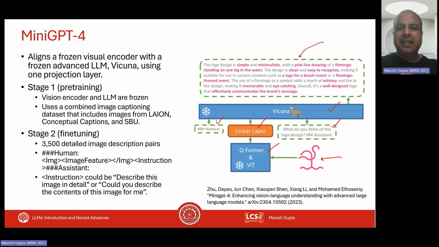Okay. Just like the other two models, Video-LLaMA and the LLaVA model, it also aligns a frozen visual encoder with a frozen LLM with a projection layer, so as to generate good captions.